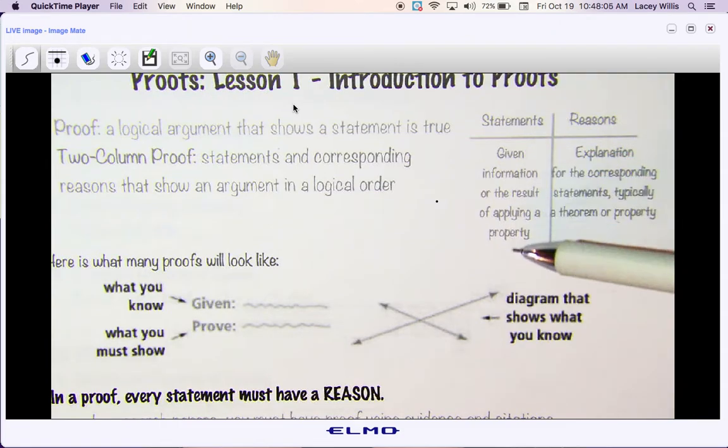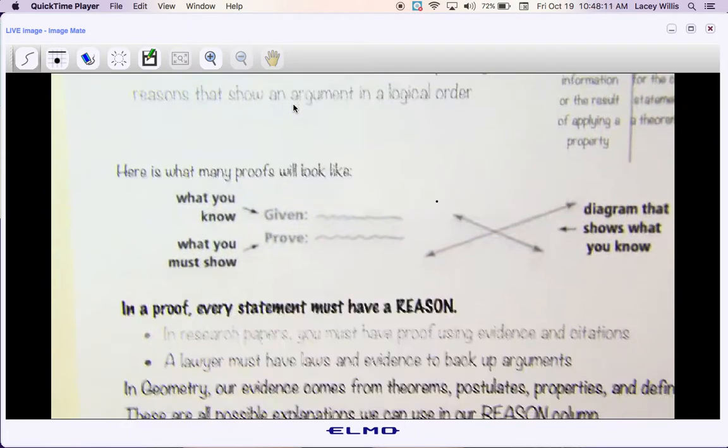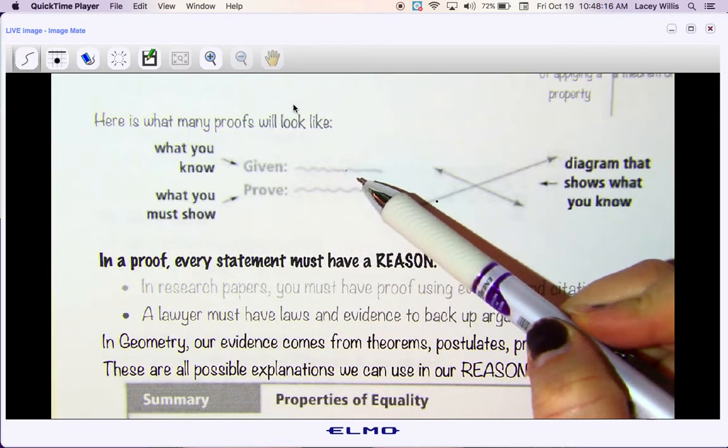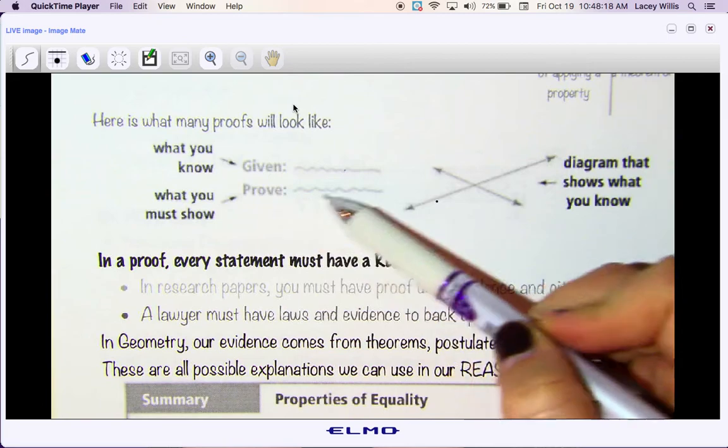You put things that you know are true on this side, and then the rule, the reason you knew it was true, on the right side. So this is how typically proofs look. It's going to give you given information. That's something you know is true because it told you. Then it's going to tell you what to prove.